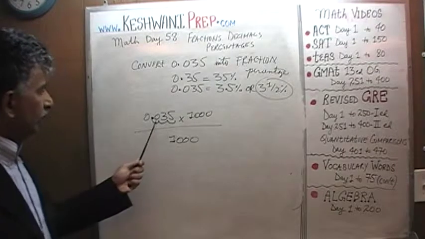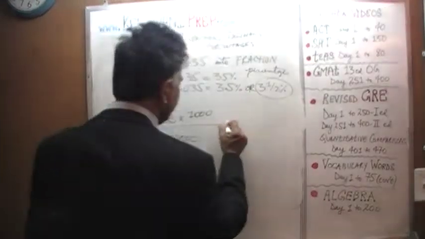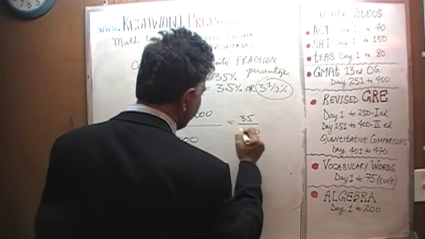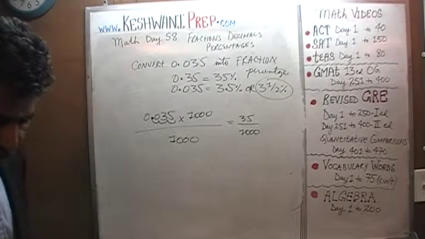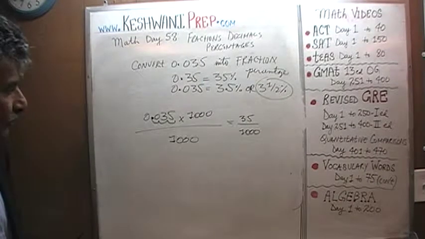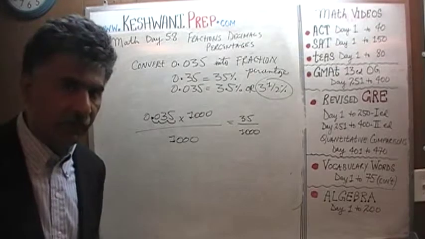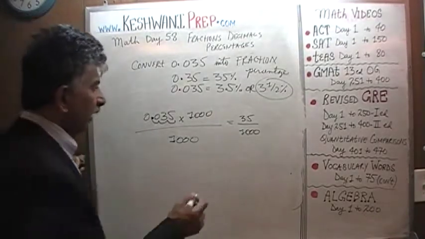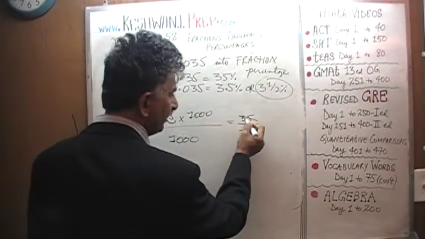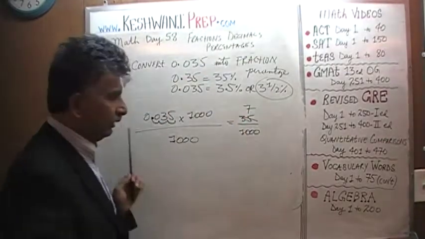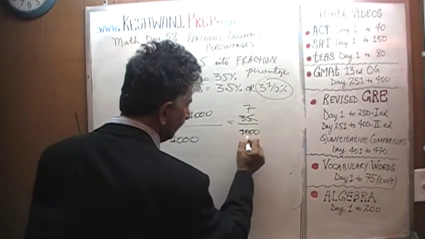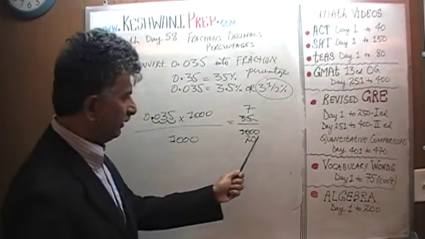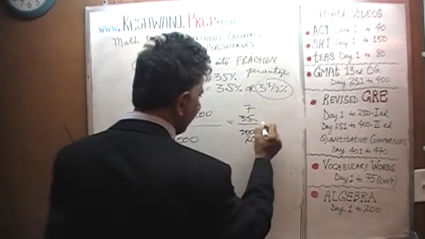If we do that, 0.035 times 1,000 will simply be 35, and on the bottom we end up with 1000. Now we simply have to reduce the top and bottom. 35 is a multiple of 5, 1000 is a multiple of 5, so let's do that. How many 5s in a 35? 35 has 7 5s. How many 5s in a 10? 10 has 2 5s. How many 5s in a 0? 0 has no 5s. That's it, we're done.